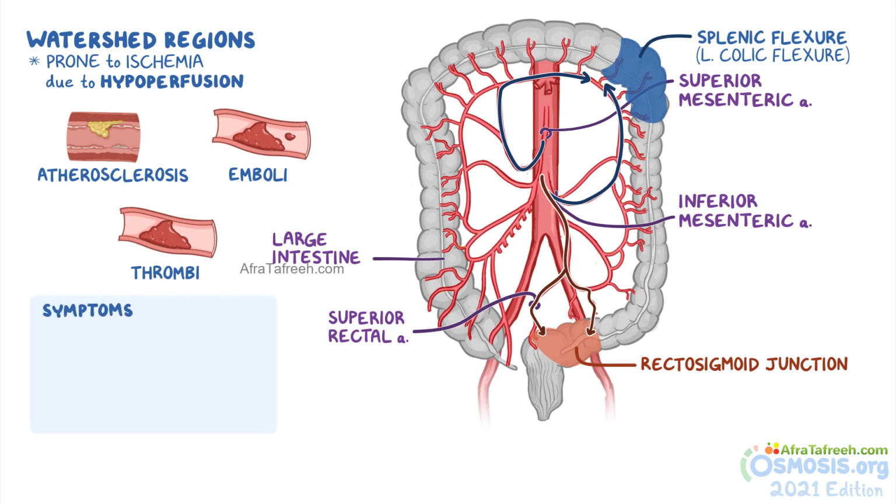The main symptoms of colon ischemia include mild to severe abdominal pain and cramping in the region where ischemia occurs, rectal bleeding, diarrhea, distension, and in severe cases, shock and dehydration.